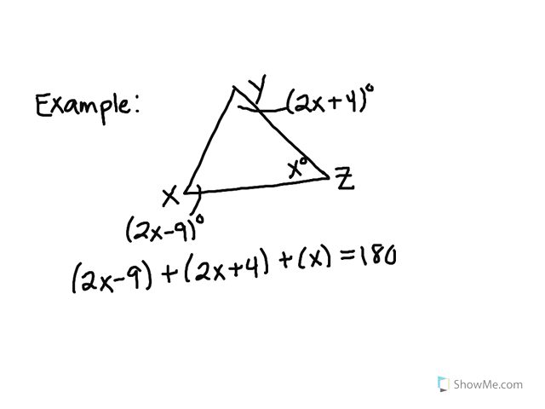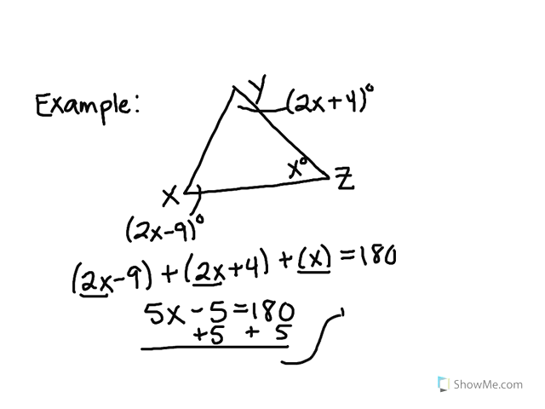And once I have that equation, I can solve this pretty easily. So I see 2x and 2x and then 1x. So 2, 2, and 1 is 5. So that gives me 5x. Negative 9 plus 4 is negative 5, and this equals 180. I'm going to add 5 to both sides here, like so. And I'm going to continue this over here because I'm running out of space. But these 5s are going to cancel. I'm left with 5x equals, oops, sorry about that, 185.